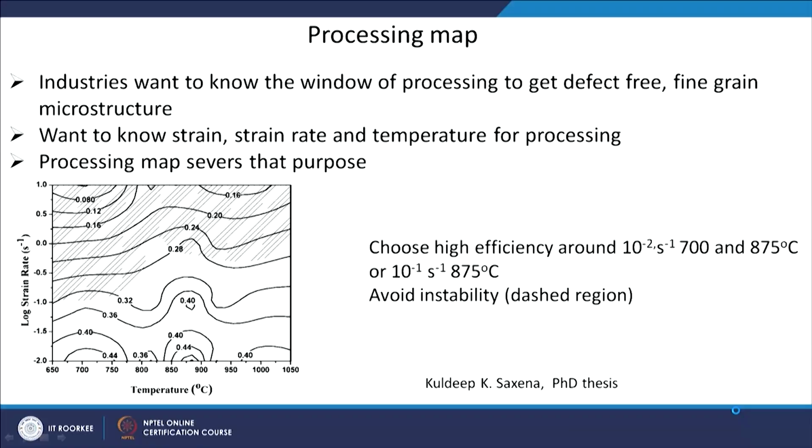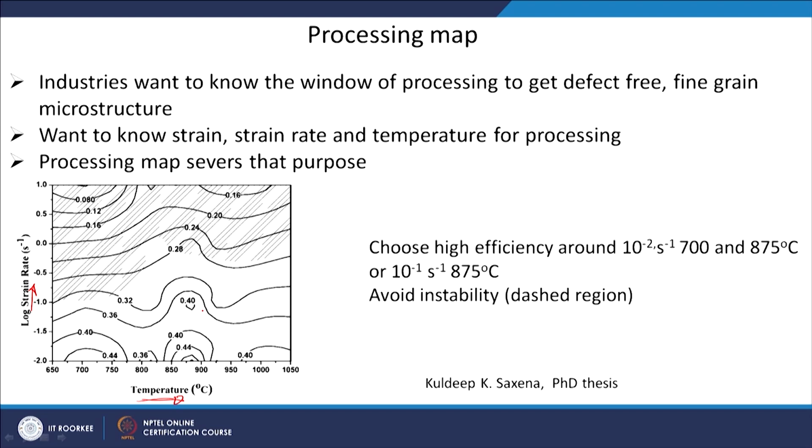And to know that, we have to use all this output of stress as a function of strain, strain rate and temperature, and develop what we call a processing map. You can see on the x axis it has temperature, on the y axis it has strain rate, and some contours are shown here. We will discuss this later when we discuss the processing map.